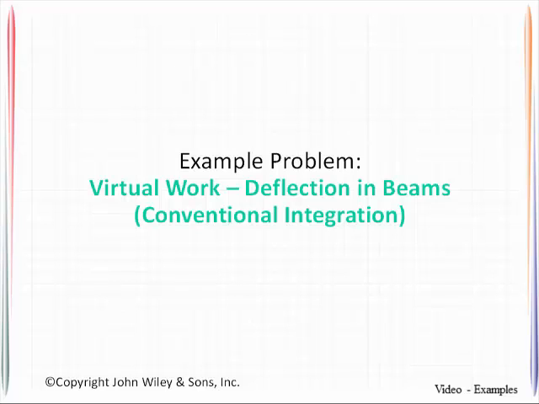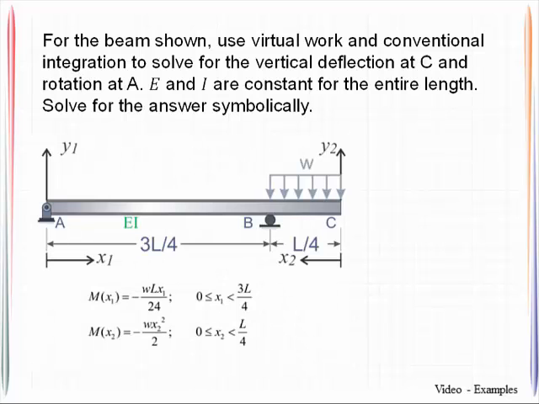Well, hello again. In this example, you will use the method of virtual work to calculate deflection quantities at select locations on a beam. Specifically, we are going to do virtual work using conventional integration, and we'll do so looking at this particular beam. A couple of things to notice right off the bat is I have already identified for us the coordinate systems that we're going to be using, and also the moment equations that are developed within this particular beam.